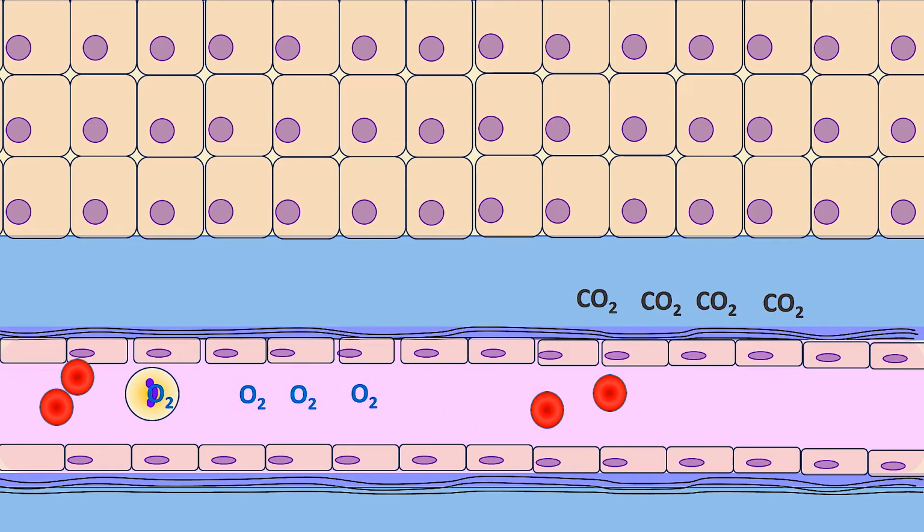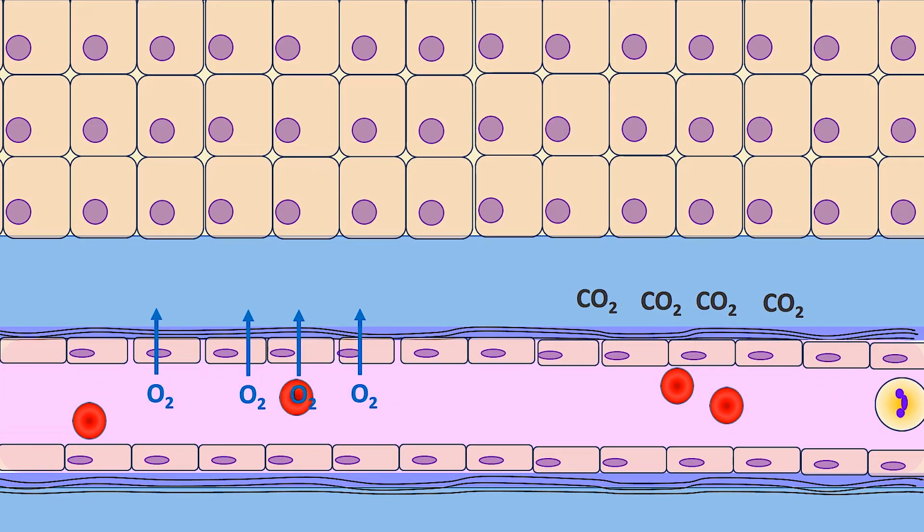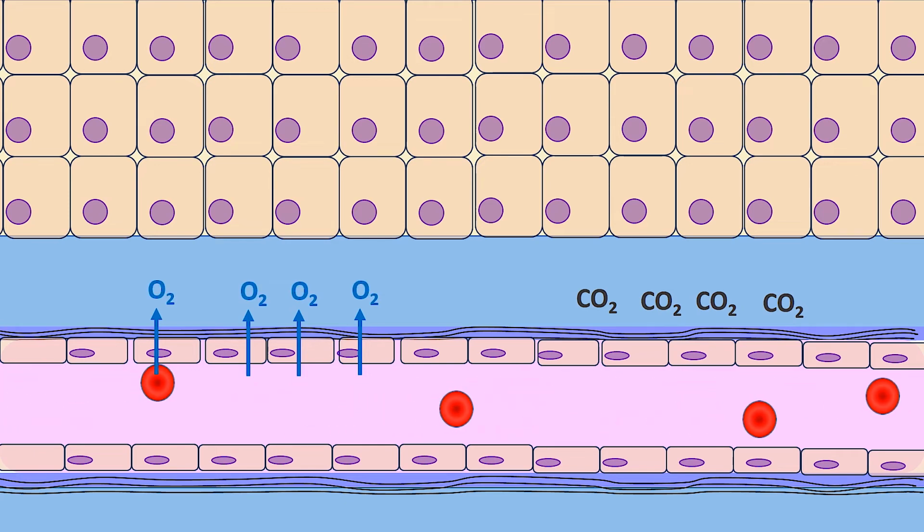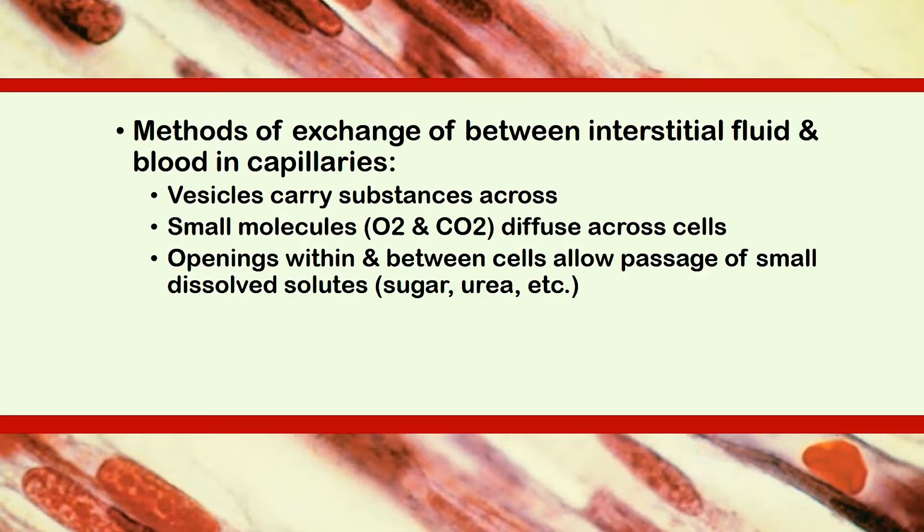The first of which, small molecules such as oxygen and carbon dioxide, especially if they're nonpolar, can simply diffuse through the cells that line the capillary. In addition, for larger molecules, such as proteins, vesicles can be formed in those epithelial tissues to pull those proteins and transport them to the other side of the cell and place them into the interstitial fluid. The interstitial fluid, in this case, is going to be the fluid that surrounds all of the cells.